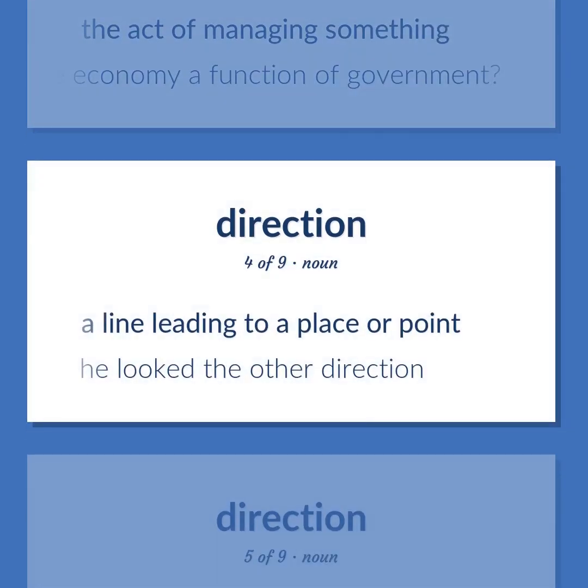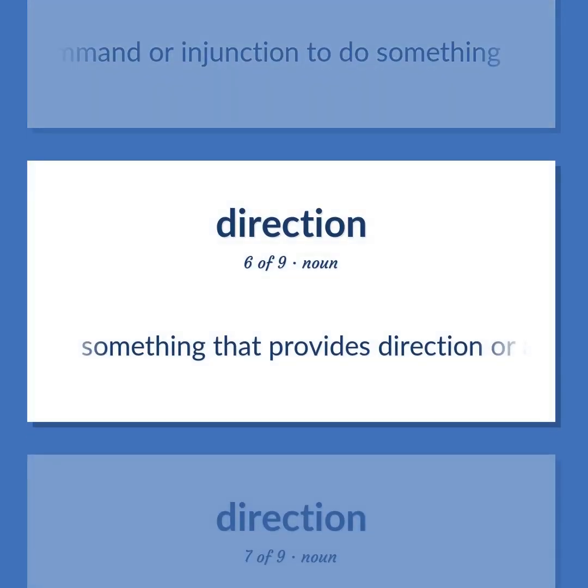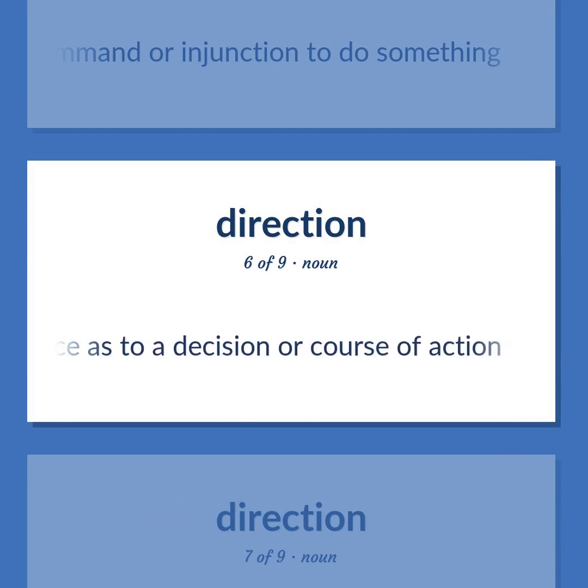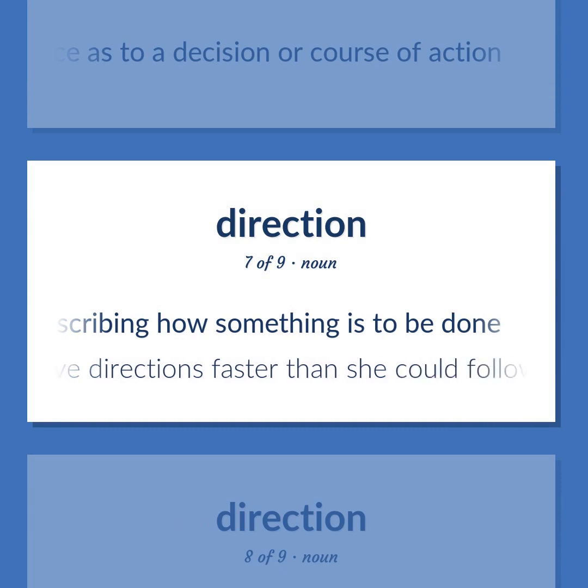A line leading to a place or point. He looked the other direction. A formal statement of a command or injunction to do something. Something that provides direction or advice as to a decision or course of action. A message describing how something is to be done. He gave directions faster than she could follow them.